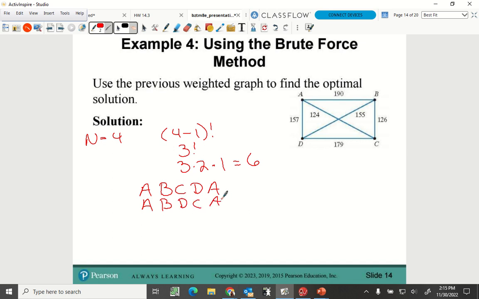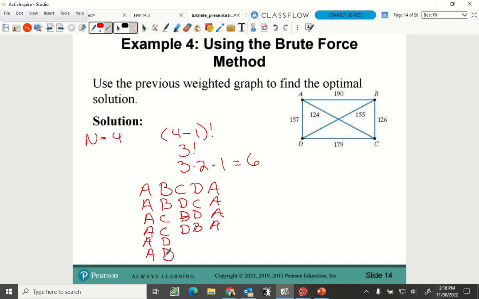Very good. So now we got those switched. The next one would be A, C, B, D, A. You guys seeing the pattern here, hopefully? The next one is going to be A, C, D, B, A. My last two are going to be A, D, B, C, A.